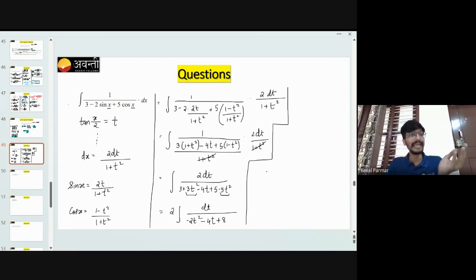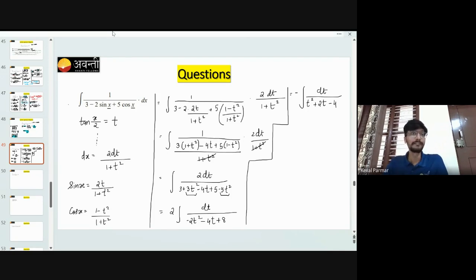We can take minus 2 common from the denominator. It will get cut. So I will get minus integration of dt upon, since I took minus 2 common, the sign will change, t square plus 2t minus 4. I hope it is clear.